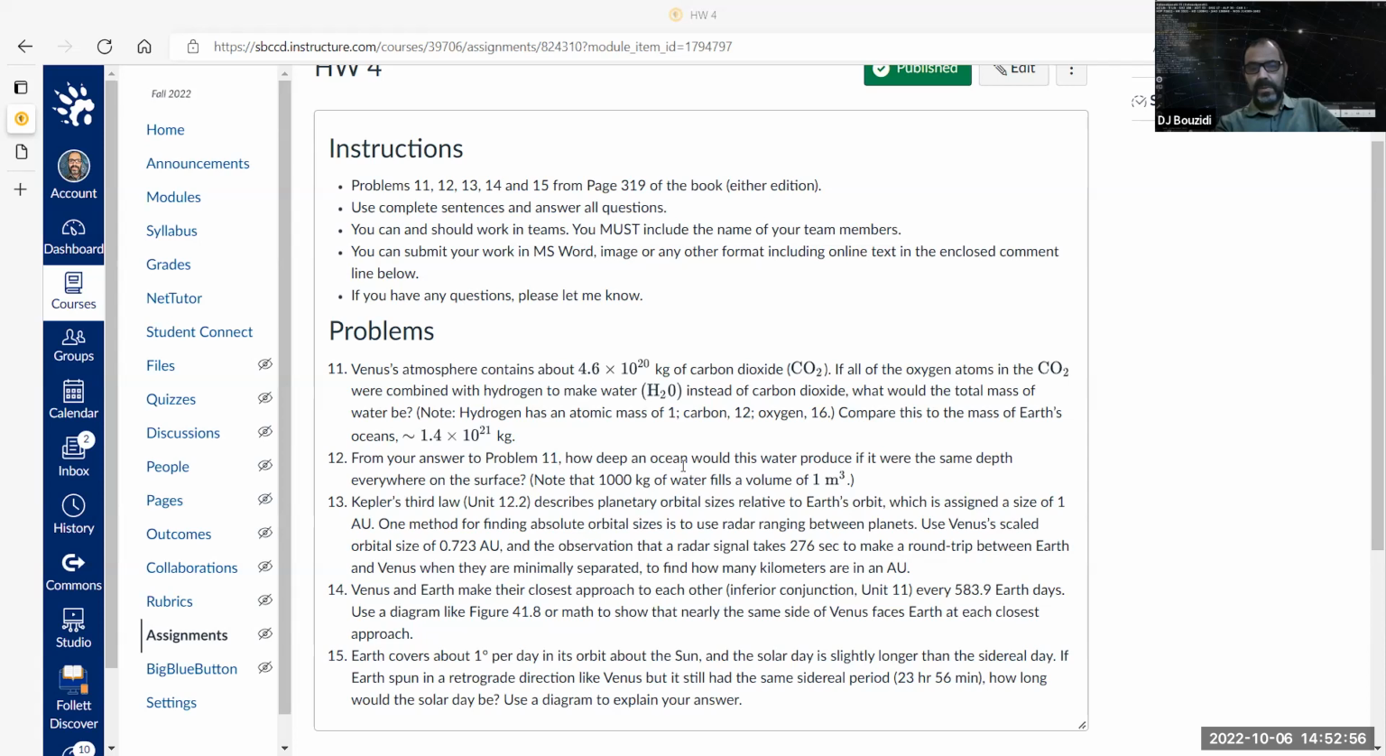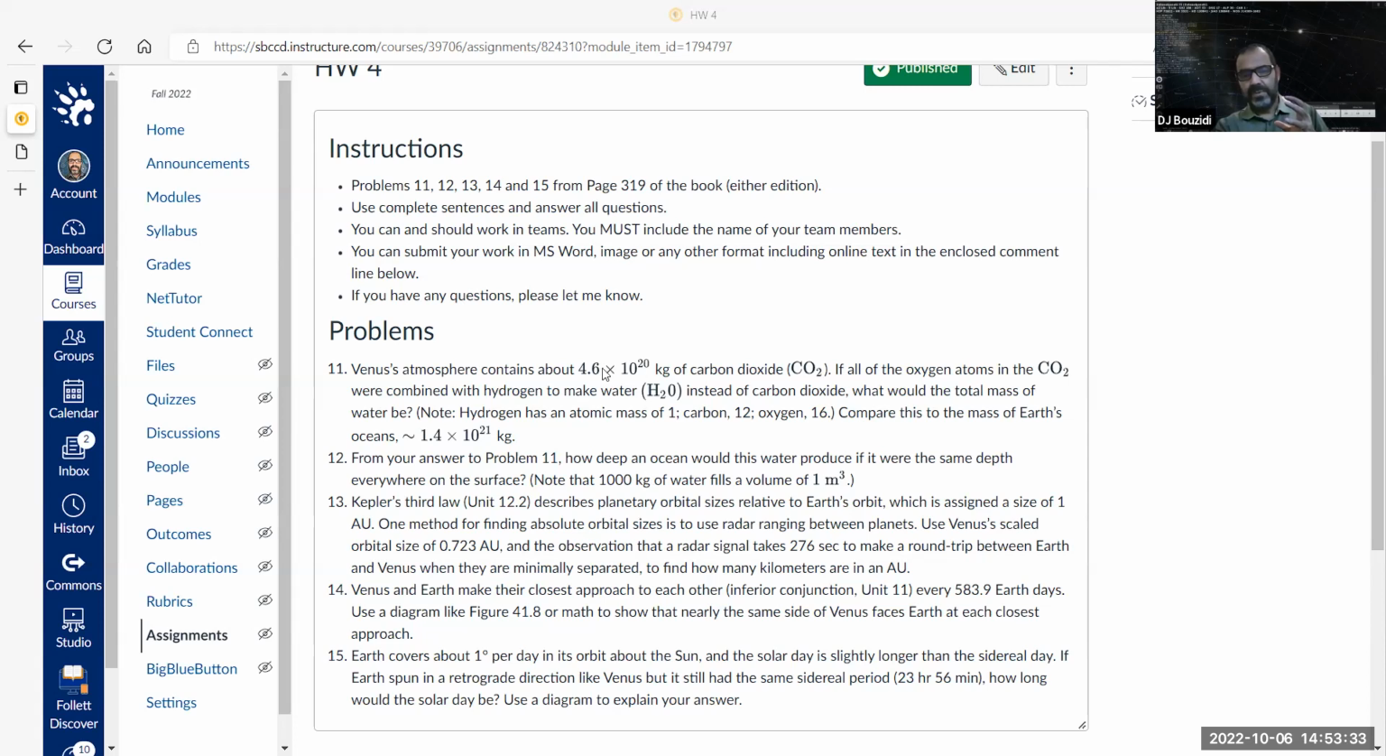Then from the previous problem, how deep an ocean would this water produce if it were the same depth everywhere on the surface? Okay. The density of water, it tells you in here, it's 1,000 kilogram per cubic meter, or 1 kilogram per liter. It's the same thing. So basically, whatever number I find in here in terms of mass of the water, it's going to be in kilogram. I have to divide it by 1,000. Then I know the cubic meters, because that's the density of water. 1,000 kilograms of water is 1 cubic meter.